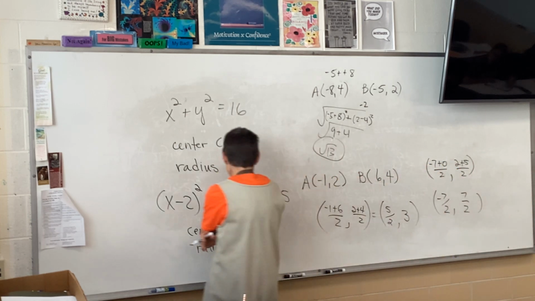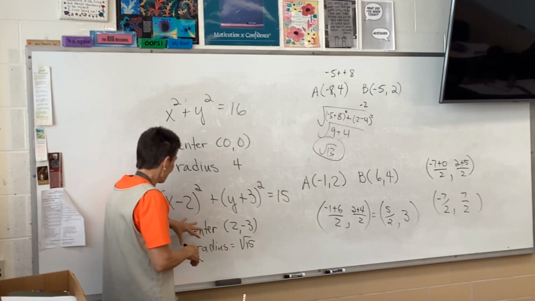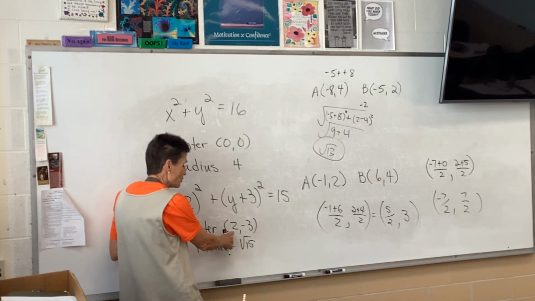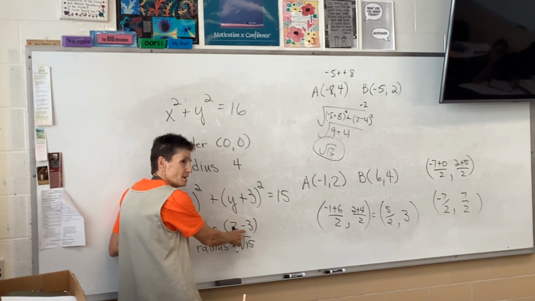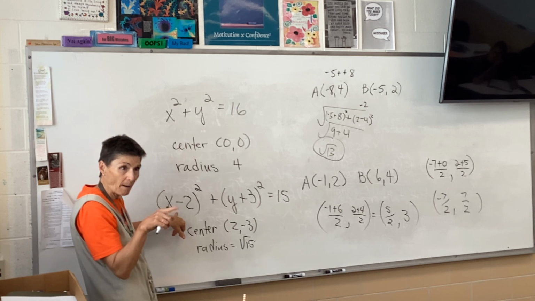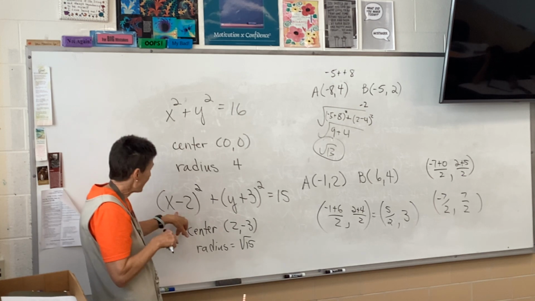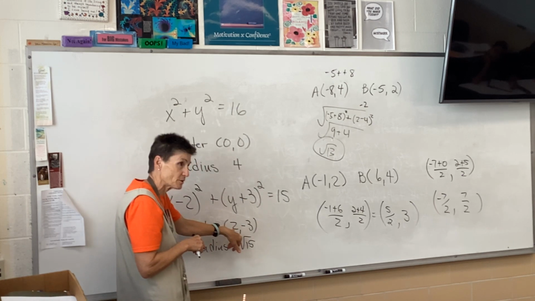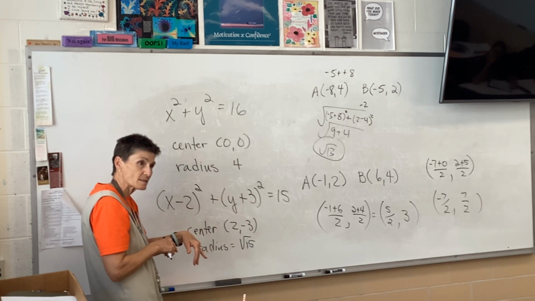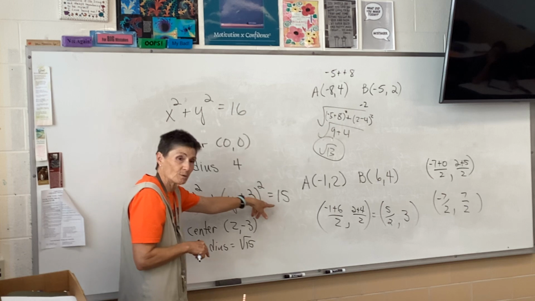I think it's easiest with this one maybe. See this right here? My center came out to be 2, -3. So whatever was hooked to the x, I took the opposite of it. And whatever was hooked to the y, I took the opposite of it. And then how did I get my radius? I square rooted that number.